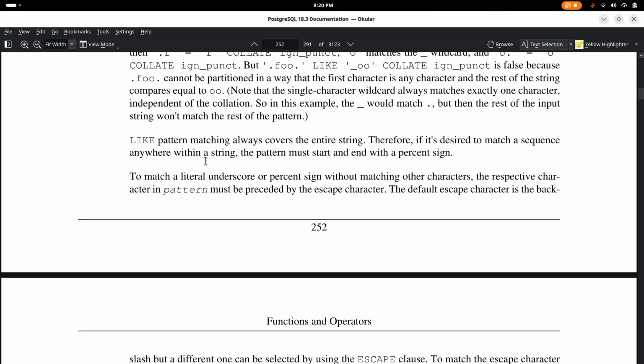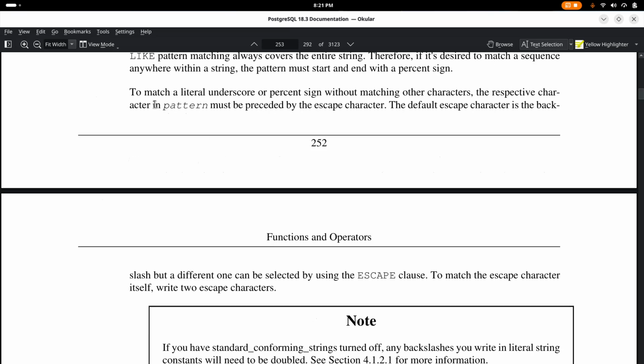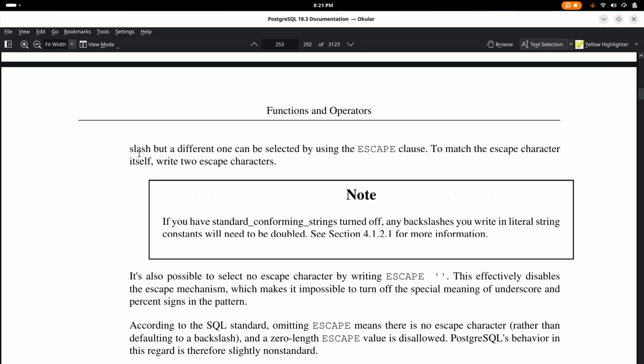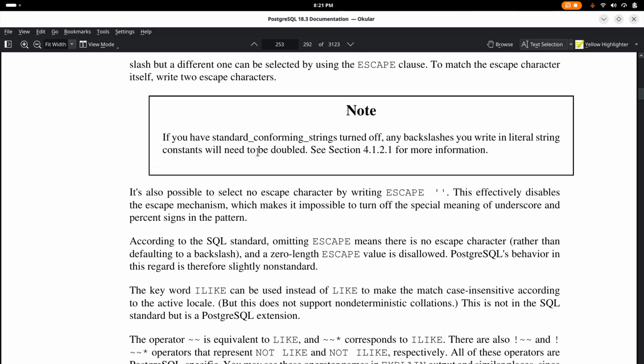LIKE pattern matching always covers the entire string. Therefore, if it is desired to match a sequence anywhere within the string, the pattern must start and end with a percent sign. To match a literal underscore or a percent sign without matching other characters, the respective character in the pattern must be preceded by the escape character. The default escape character is backslash, but a different one can be selected using the ESCAPE clause. To match the escape character itself, write two escape characters.